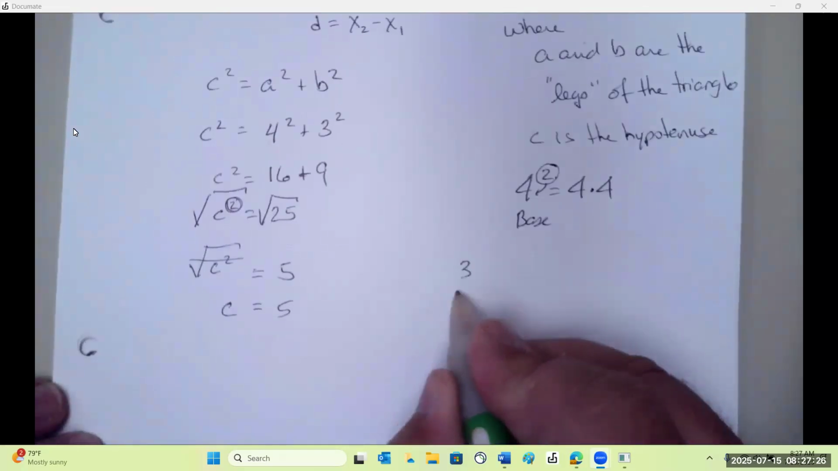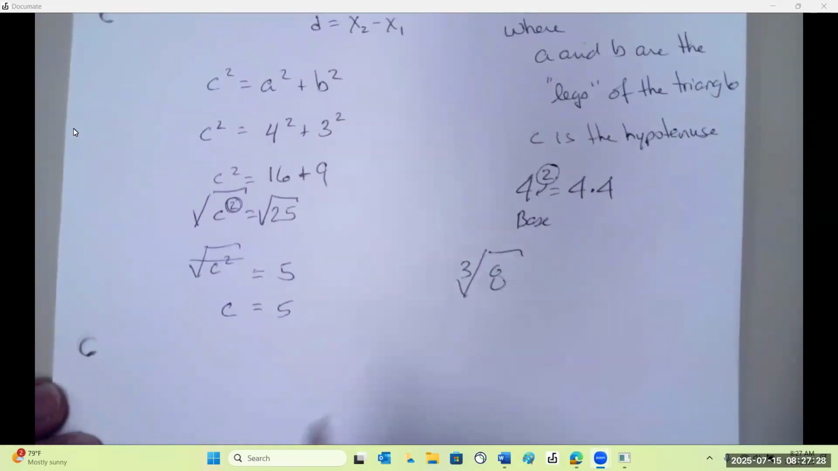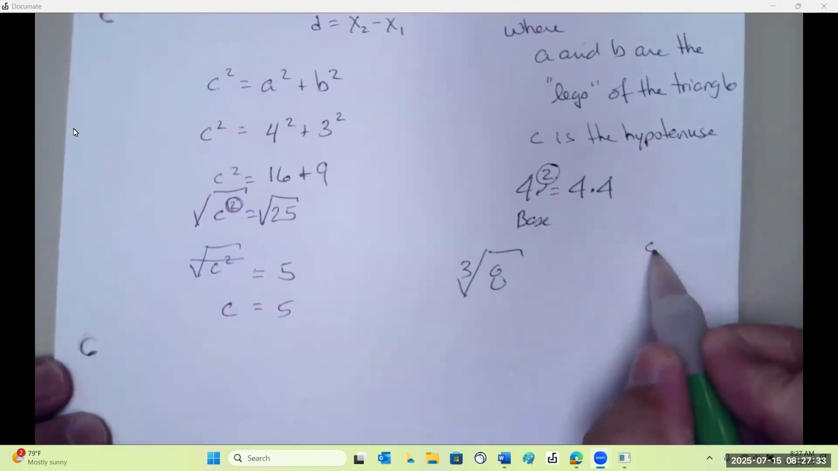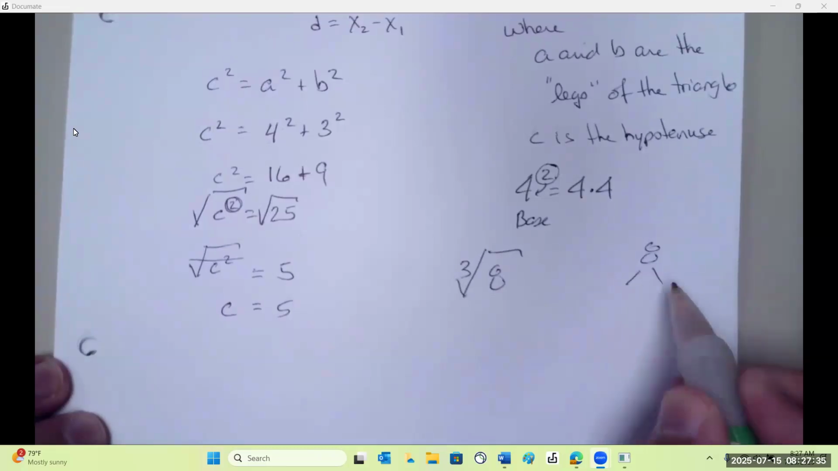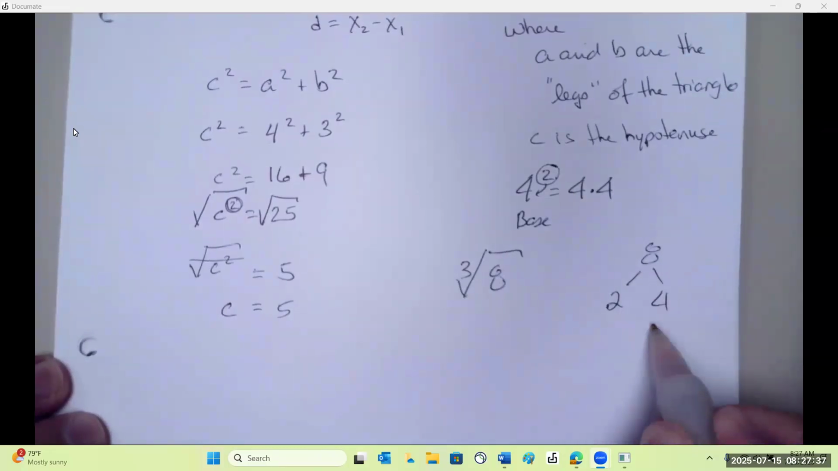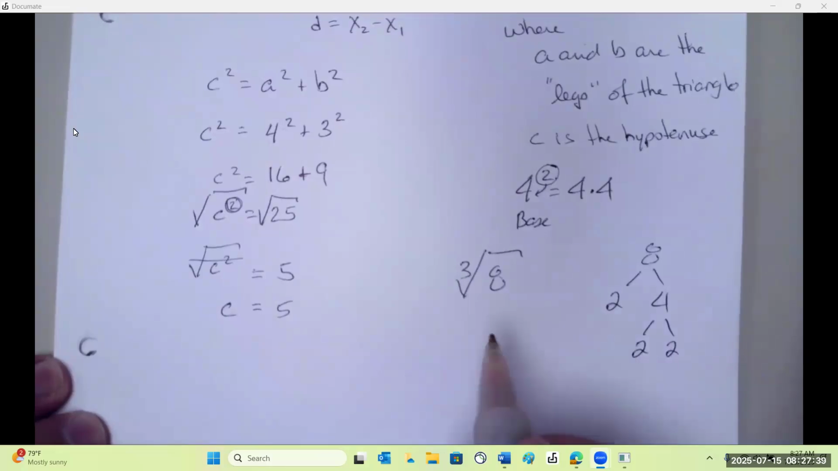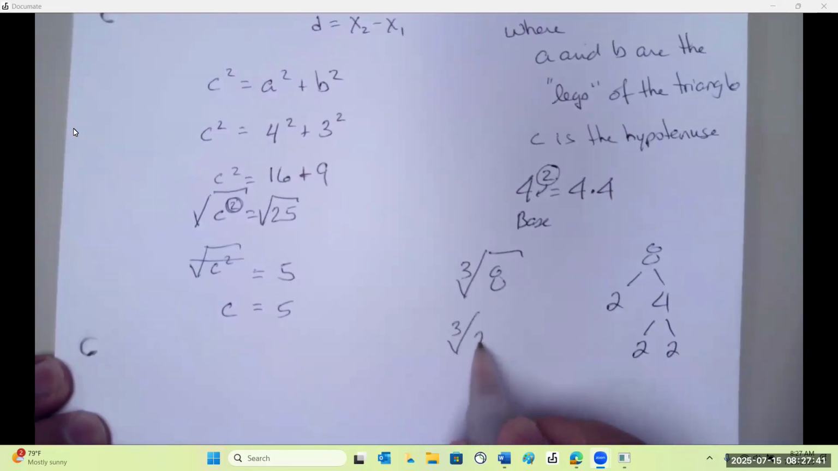What would that be? Why? It's 2 times 3. No, because 8 is made up of 2 times 4. 4 is made up of 2 times 2. 8 is 2 times 2 times 2.